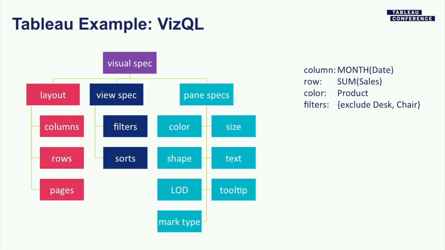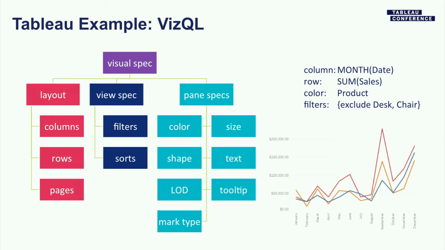This is what it might look like if you just wrote it out. In this case, I said that I want month of date on column, sum of sales on row. I want it colored by product, and I want to exclude desks and chairs, and out comes this visualization here. So that short description in VizQL produces that visualization.